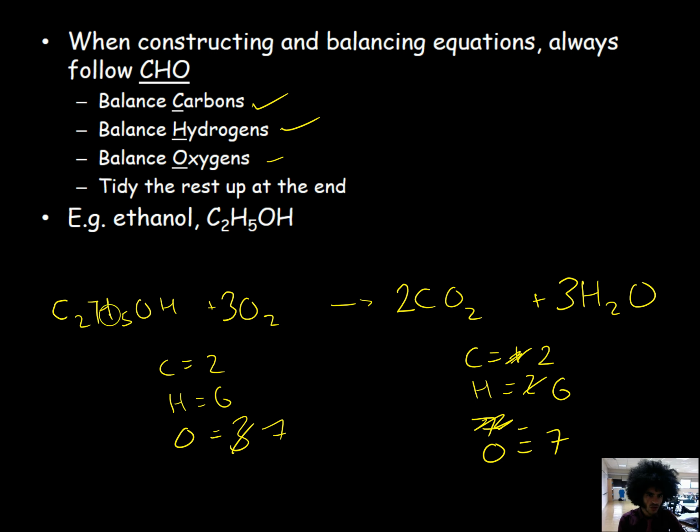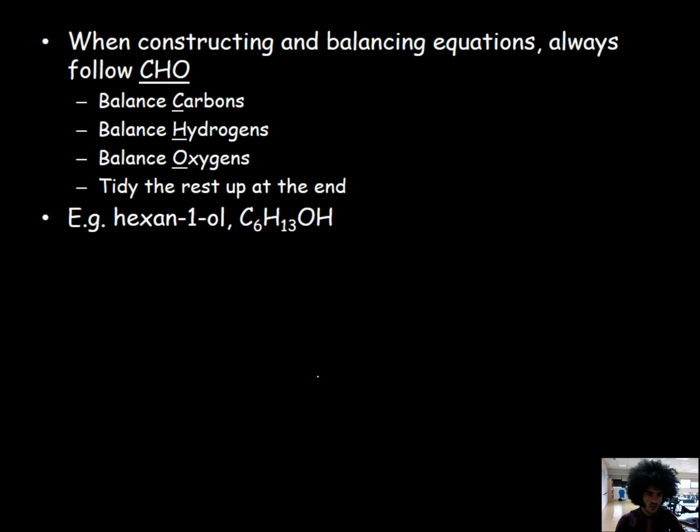So let's just double check our numbers. 2, 2. Hydrogens are 6, and this is 3 lots of 2, which is 6. Oxygens, 6 plus 1 equals 7. 3 plus 2 lots of 2, which is 4, equals 7. That's balanced. This is a nicer example where you don't have to do any doubling up. That's a better question. Okay, let's try a couple more.